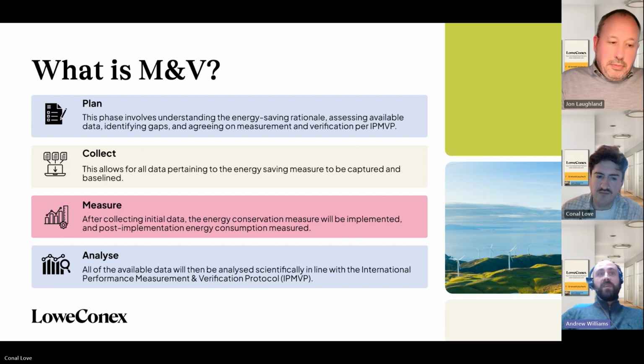The second phase in the process is all about data collection. So we need to ensure that we collect the necessary data, which we'll talk about a bit later on. But ultimately, if we don't have the right data, M&V just can't proceed.